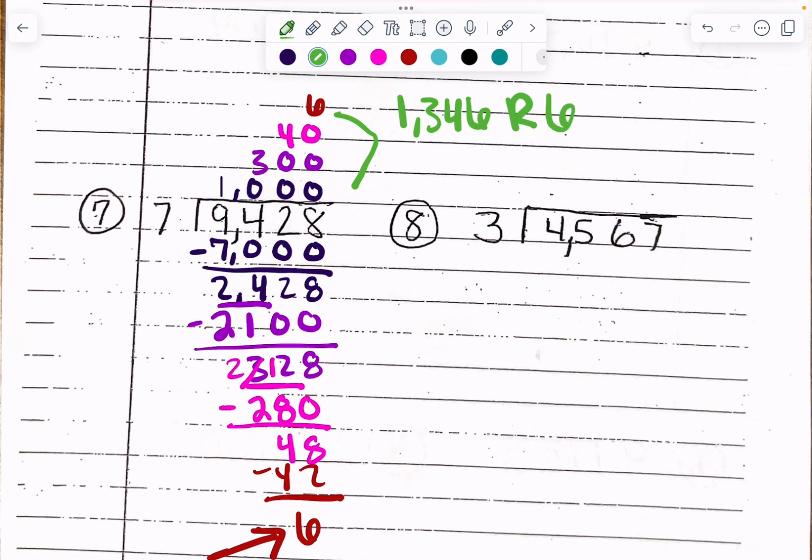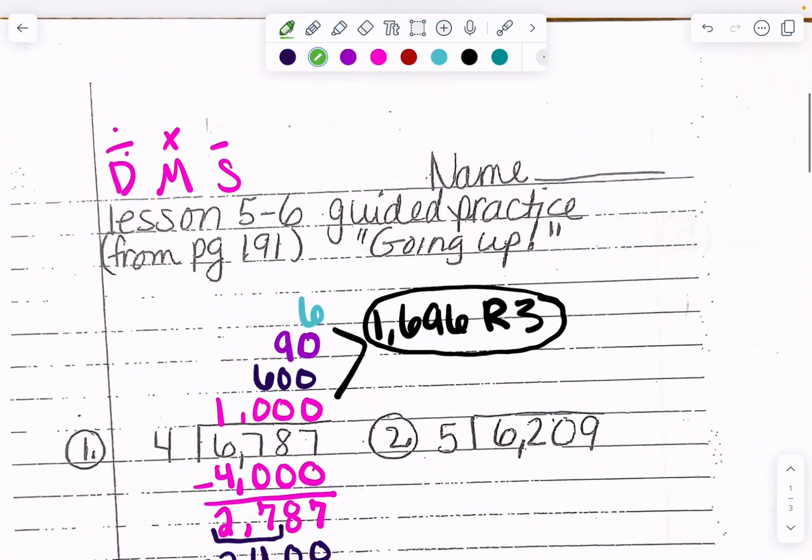I hope this video helps you guys. Reminder, this is the going up method for 5-6.